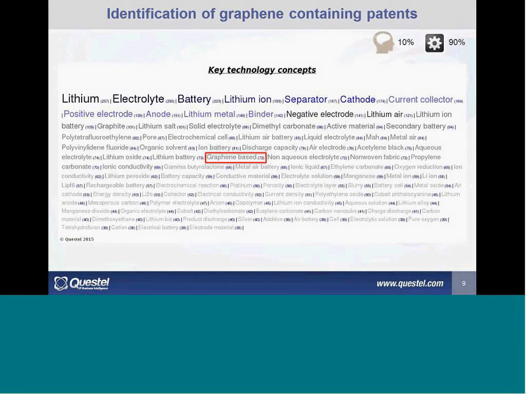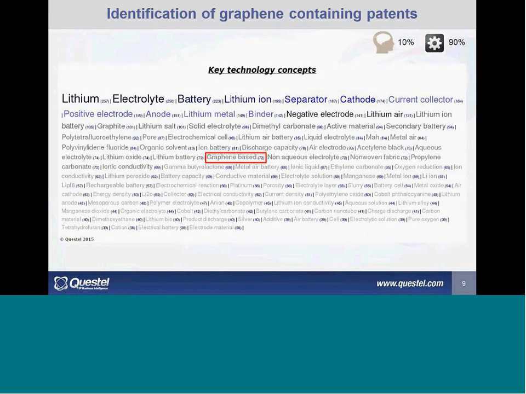In the former step, we identified a portfolio solely focused on lithium-air. A technology scouting process is like a funnel. We need to go deeper within this portfolio to only extract the graphene patents.